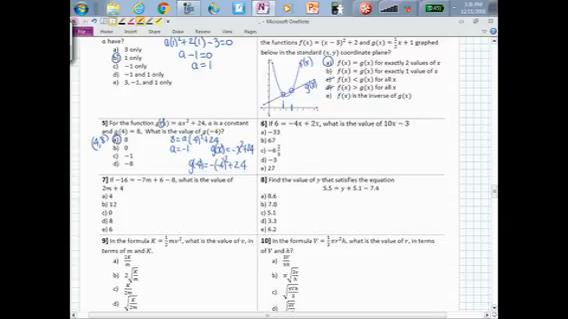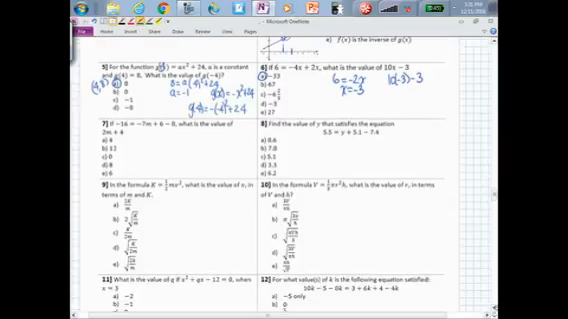Number 6. If 6 equals negative 4x plus 2x, what's the value of 10x minus 3? So similar to the number 2. So combine all like terms. 6 equals negative 2x, x equals negative 3. So 10 times negative 3 minus 3 has to be negative 33.